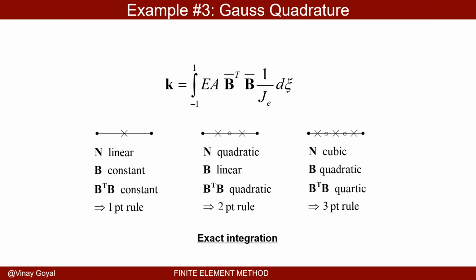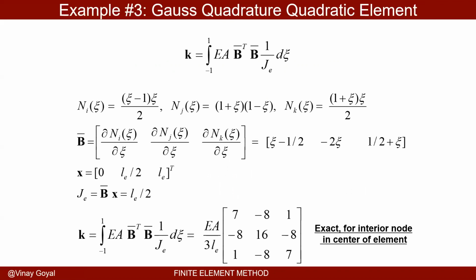So very cool idea here. And I did it quickly here for a quadratic element. And when you do this using Gaussian quadrature, I invite you to do it. If you do it, you're going to get the exact solution because we're using Gaussian quadrature with two nodes, two Gaussian quadrature points.